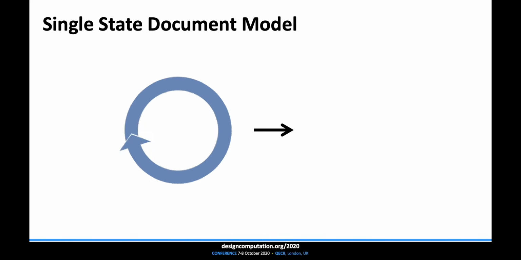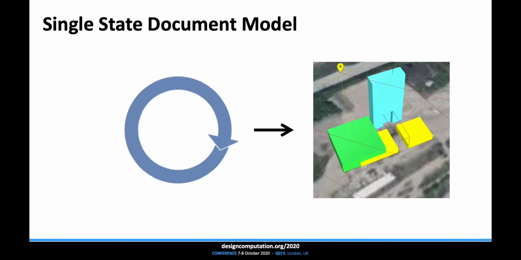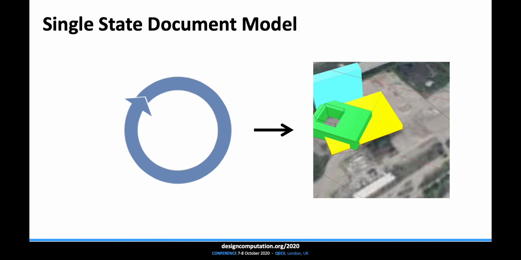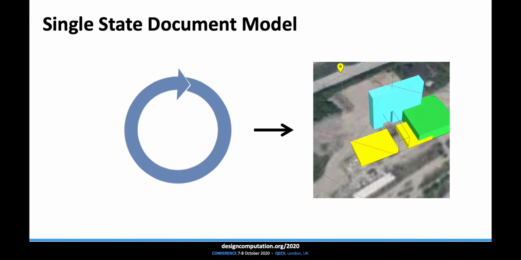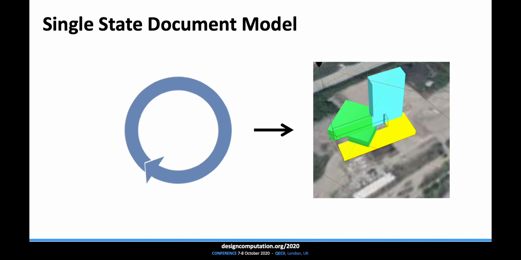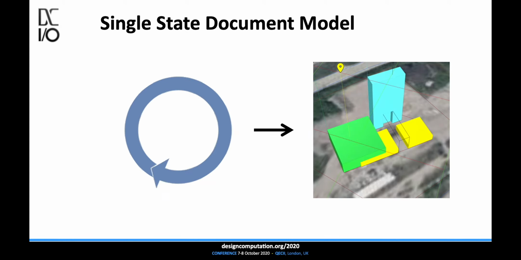However, current design systems limit us. They allow us to see and edit only one state at a time. Other states are hidden in past interactions, complex layer structures, or stored files. This single-state document model pervades all CAD system designs and precludes effective support for design dialogue.